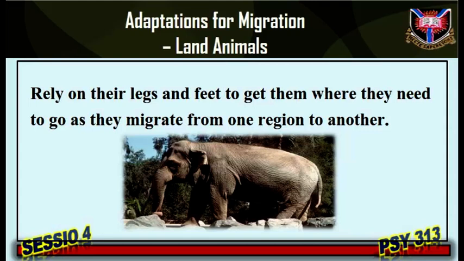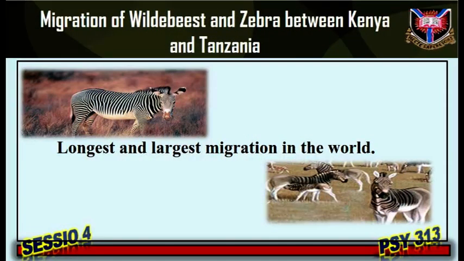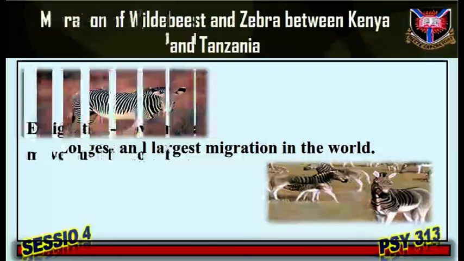Land animals must rely on their legs and feet to get them where they need to go as they migrate from one region to another. The migration of wildebeest and zebra between Kenya and Tanzania at certain periods of the year is said to be the longest and largest migration in the world.